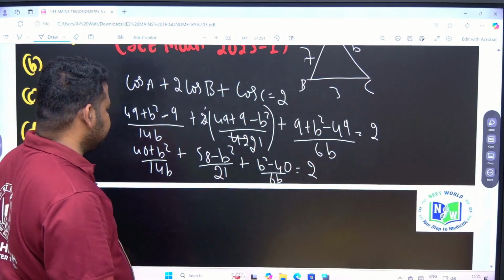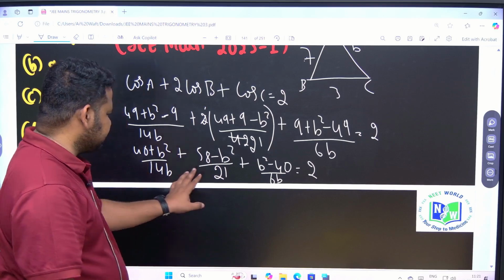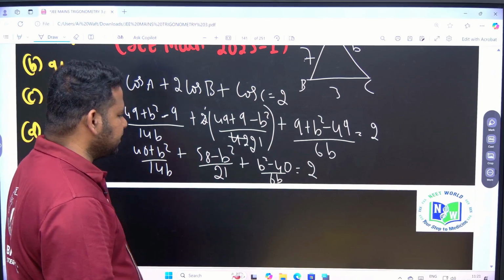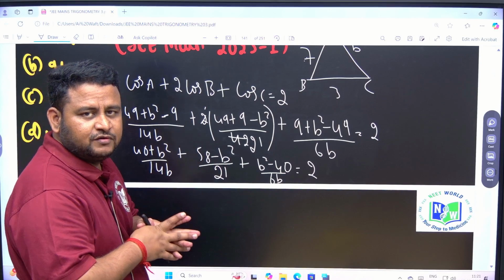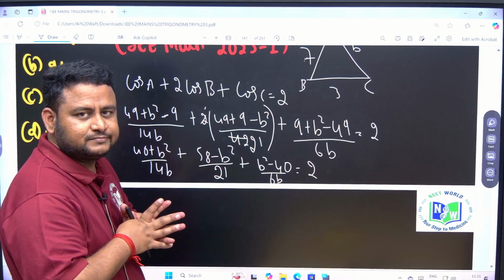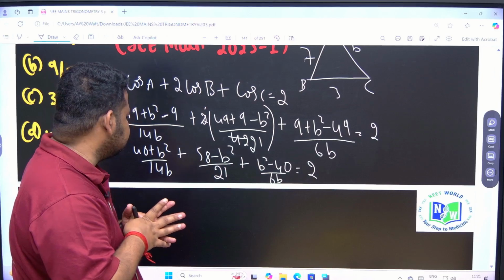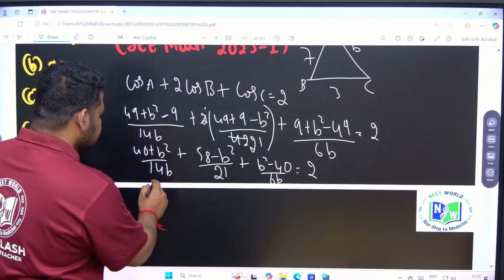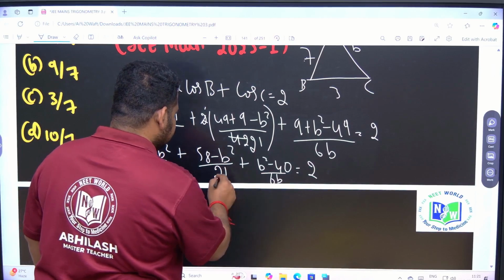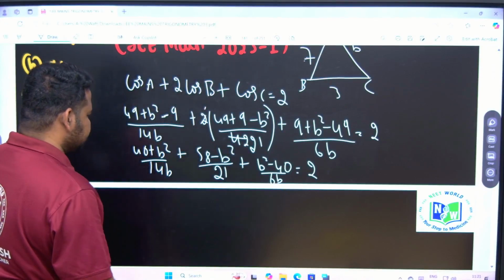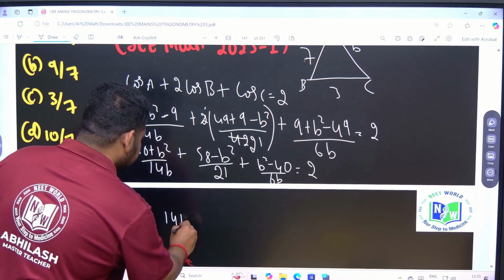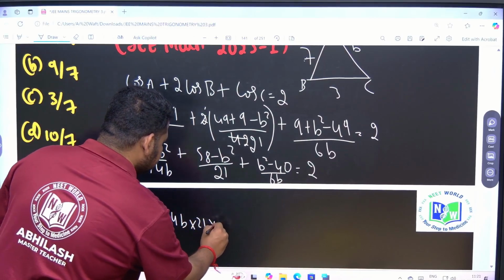To find out the value of b, see here friends, first of all I have to take the LCM. 14 and 6, what is the LCM, friends? The denominators are 14b, 21 and 6b. Let me write it as 14b into 21 into 6b.